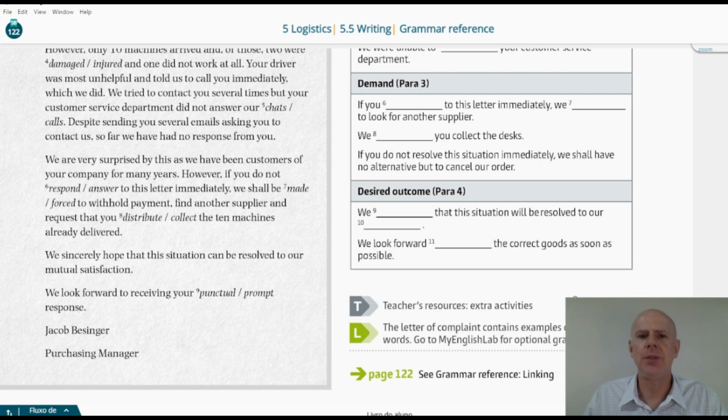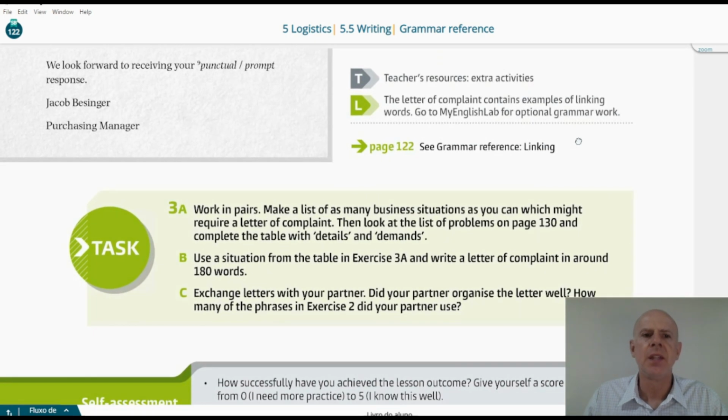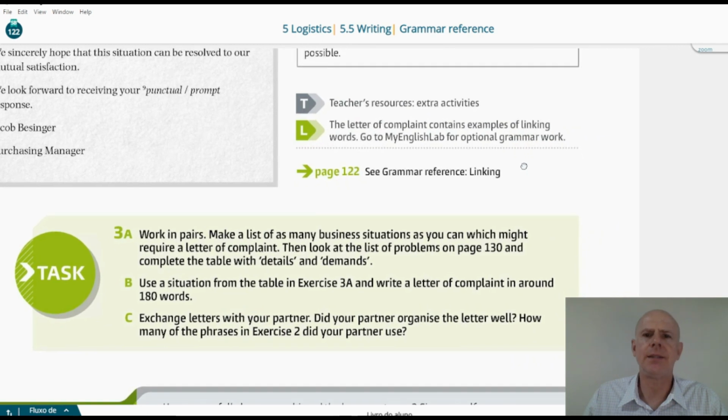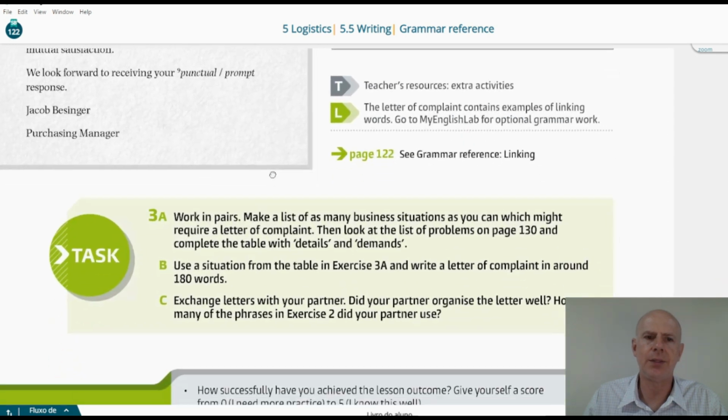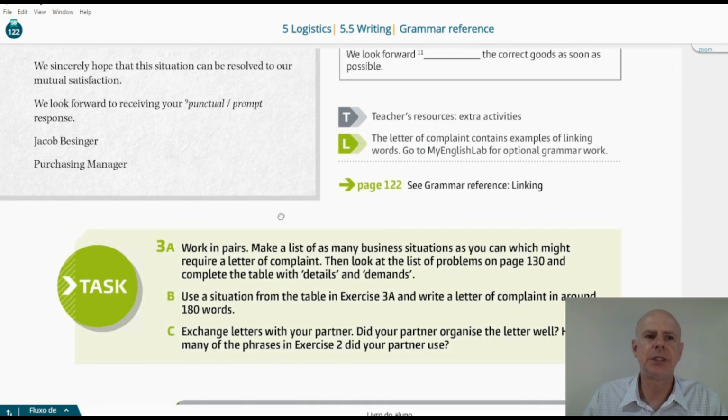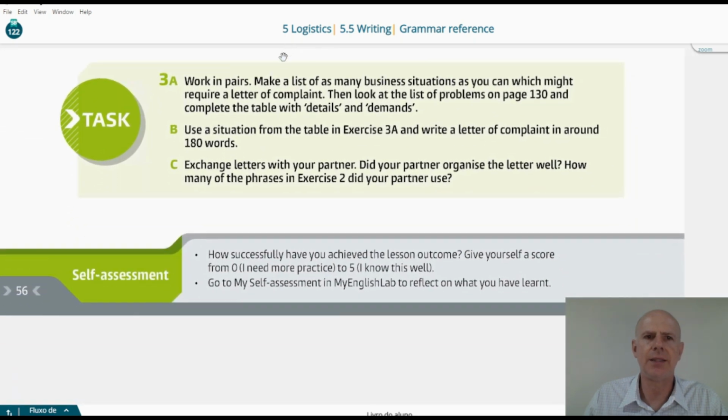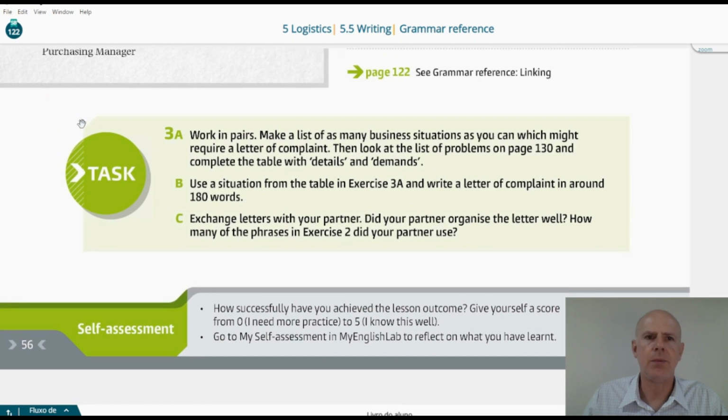Okay, so you can watch and watch again. But after doing these and studying that and seeing one, two, three examples of letters of complaint, it's our turn to write our letter of complaint. Here, work in pairs, make a list of as many business situations as you can which might require a letter of complaint. Then look at the list of problems on page 130 and complete the table with details and demands.